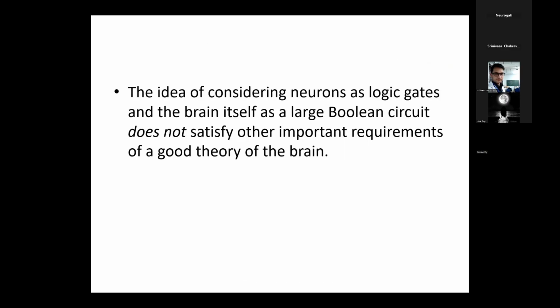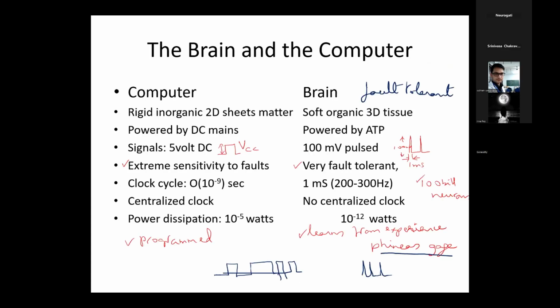So they proposed that the brain is a big Boolean circuit and so on. It's a very compelling idea, quite an attractive idea, but it's not quite correct. Why is that? Because there are fundamental differences between how a computer works and how the brain works.